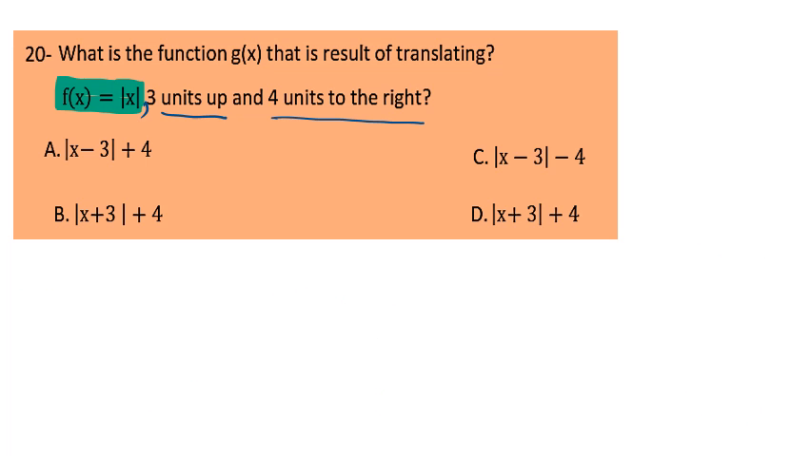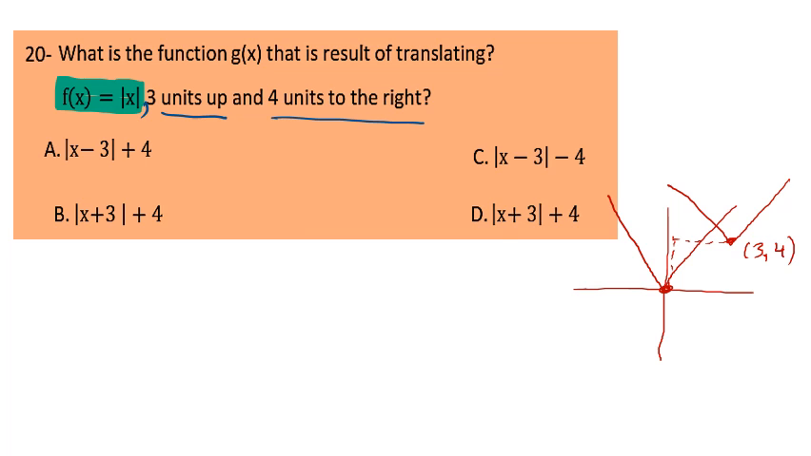What is the function g of x that resulted from translating the absolute value function? We know that the graph of the absolute value is a letter V passing through the origin. It is moved 3 units up and 4 units to the right. So the center right now is 3 and 4. So the 3 inside the bracket should be negative. So I'm going to cancel b and d. And moving up 4 is a plus 4. So the right answer is A.